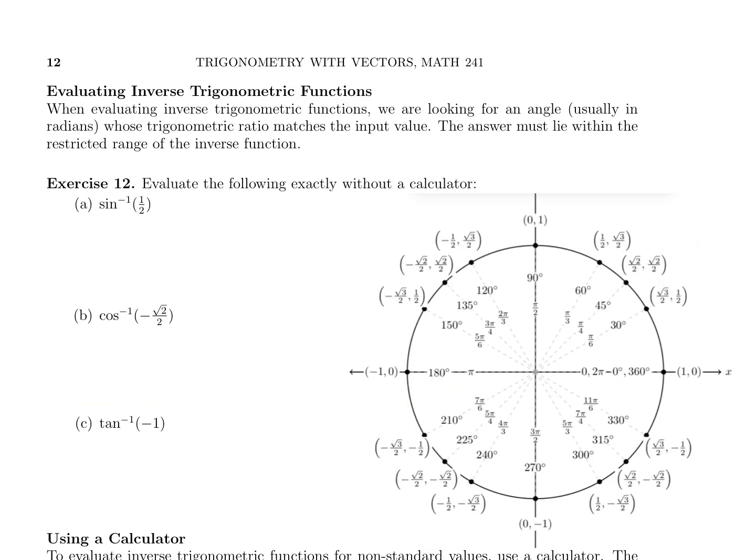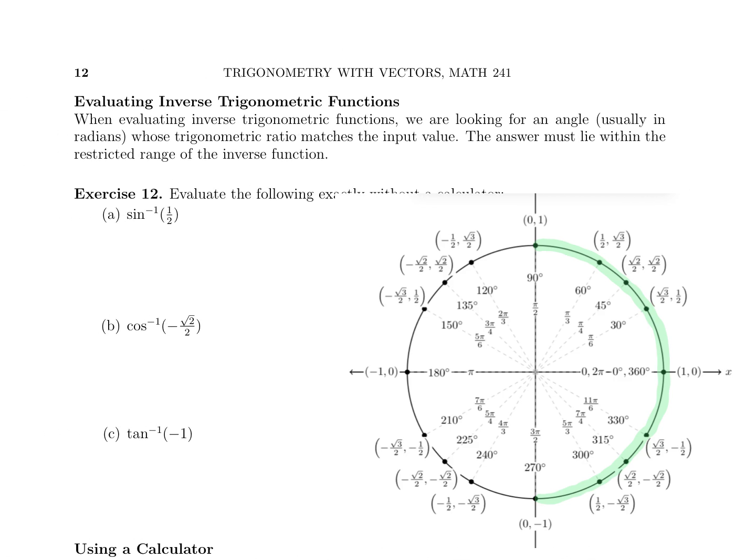So here we're going to evaluate inverse trig functions. What we need to remember is that for sine, the range of inverse sine is restricted to negative pi over 2 to positive pi over 2. So that's where our sine inverse values should fall.